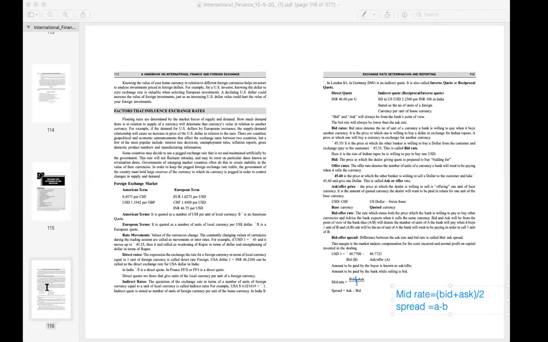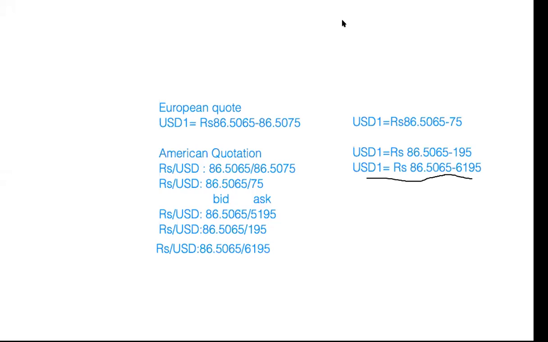Now coming to the next part. We will calculate a few spread and mid rate also. Can we calculate the mid rate of this? I will calculate the spread and mid rate.